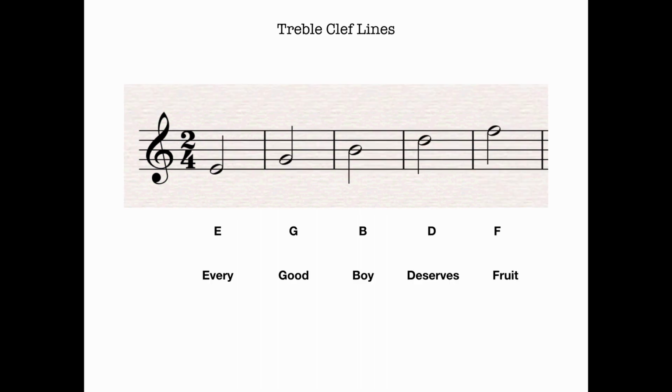And now the notes on the lines of the treble clef. The first line is an E, second is a G, third is a B, fourth is a D, and fifth is an F. As you can see here, there's a rhyme type below, every good boy deserves fruit, which you can use to help to remember the note names of those on the lines of the treble clef. However, by all means, make up your own.